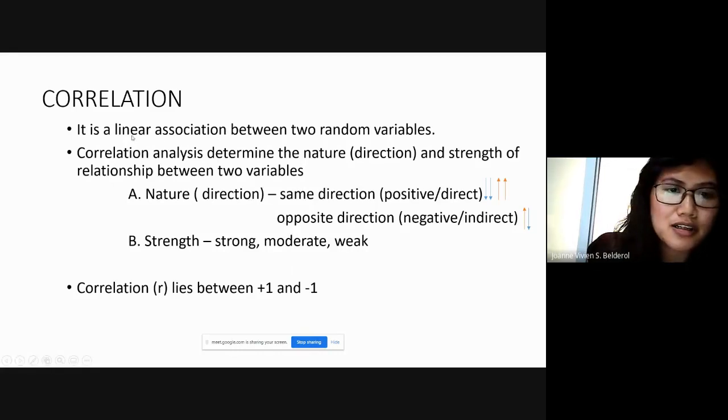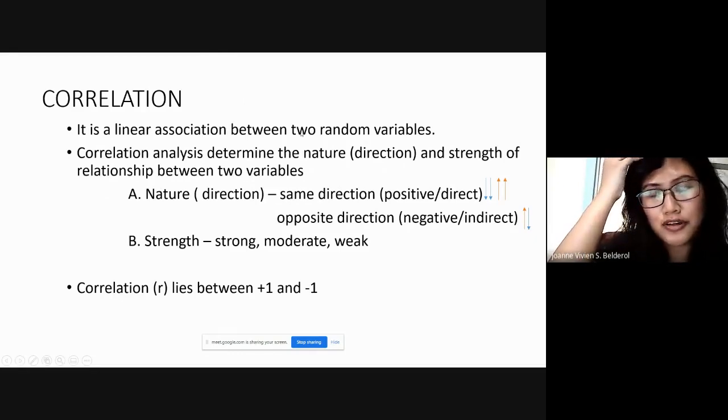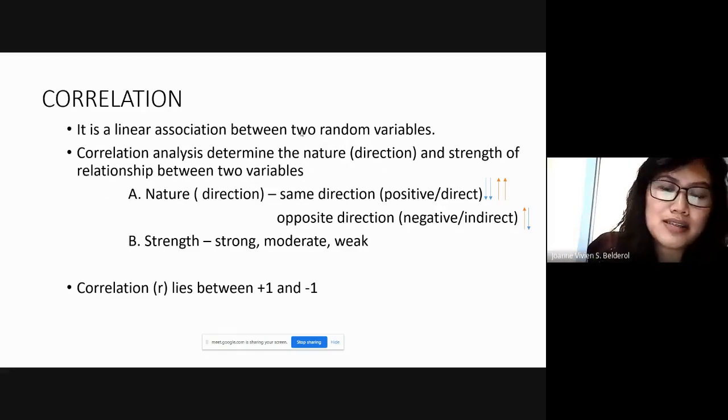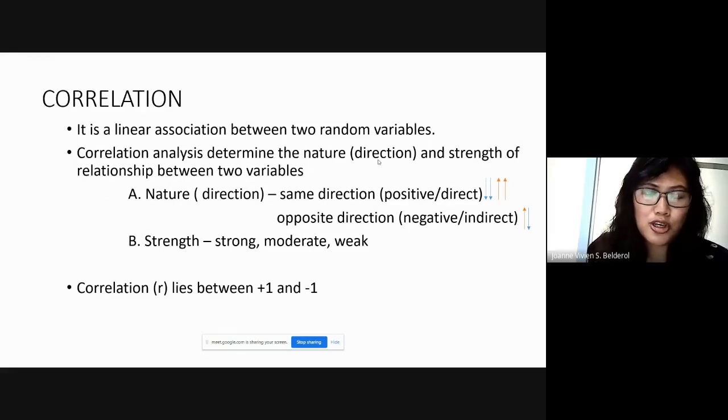Correlation is a statistical tool where we establish a linear association between two random variables. Our variables here would be the IV, which we denote as X, and the DV, or the dependent variable, which we denote as Y. Correlation analysis determines the nature or direction and the strength of the relationship between two variables. So, there are two things we look at.